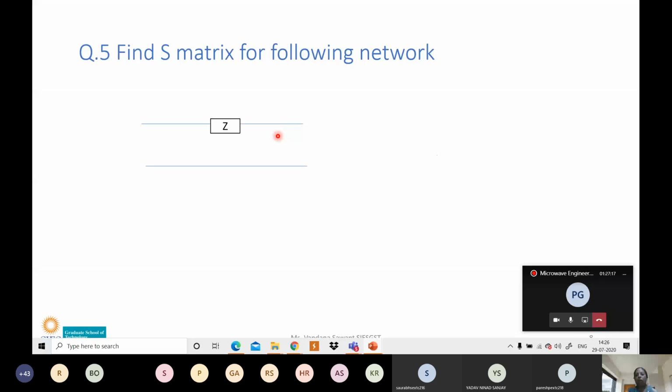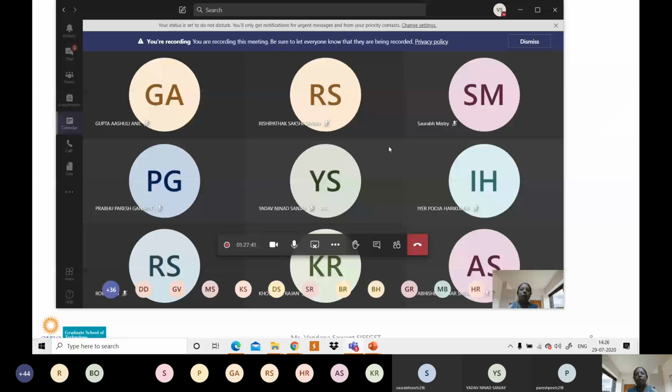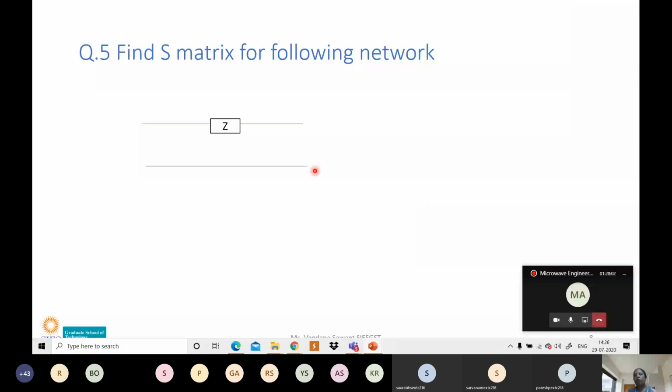So how many parameters do we need to calculate? There are 4 S parameters for a two-port network. If it is symmetrical and reciprocal, we need to calculate only 2 parameters, S11 and S12 or S21. So here also we need to calculate only 2 parameters.